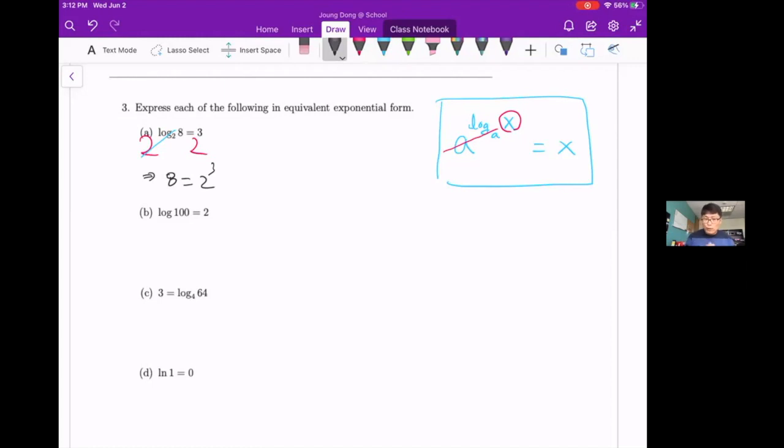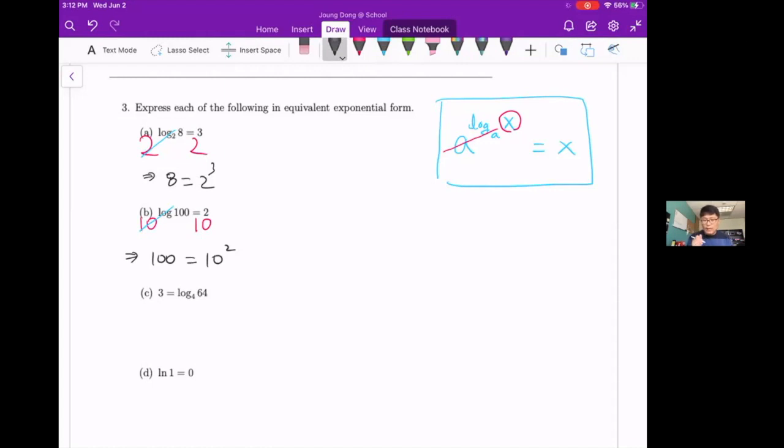When you look at the given log, the base is invisible, right? But we know the name of this logarithm function. It is the common log, which means the base is 10. It is invisible, but there's a 10. So we're going to raise 10 on both sides. Then, as we did before, your left-hand side is 100. It is 10 squared. Is that clear? Okay, what about C? We will do the same thing.